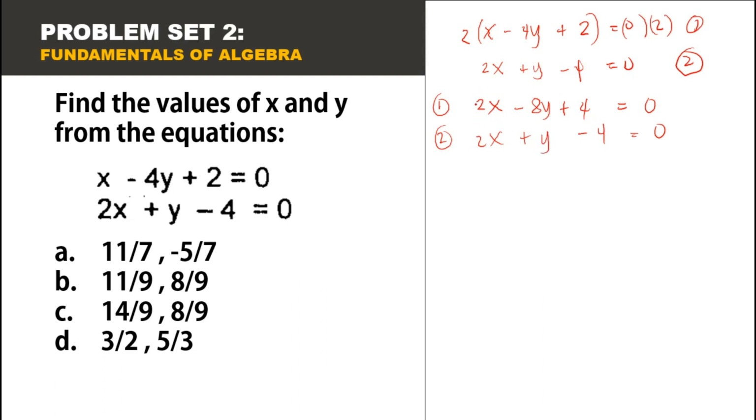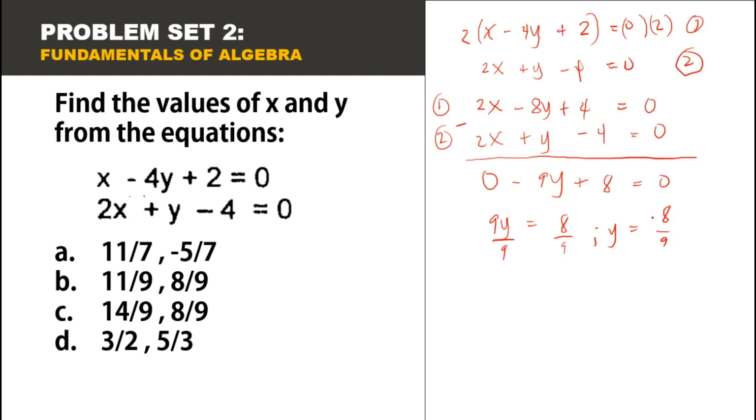In order to eliminate x, we can subtract the two equations. 2x minus 2x is 0. We have negative 8y minus y, which is negative 9y. We have 4 minus negative 4, that is positive 8. So 9y is equal to 8. We can divide both sides by 9, so y equals 8 over 9. So the answer is either B or C.